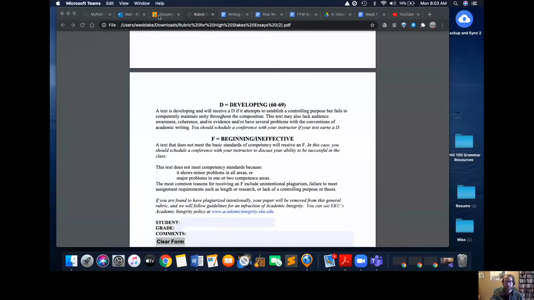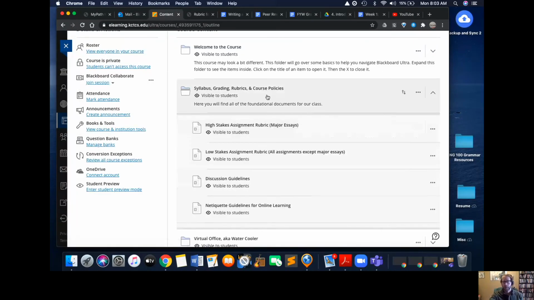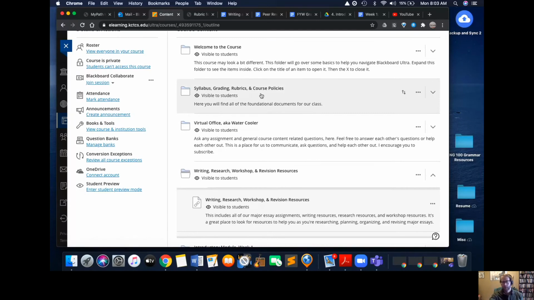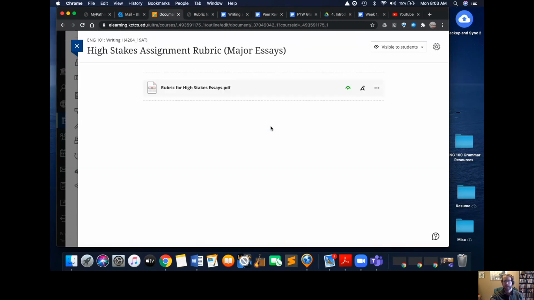And this is how you want to access the rubric. You want to go to the Blackboard shell. You want to go to syllabus, grading rubrics and course policies. You want to select the high stakes assignment rubric. And this is the one I was talking about. This is the one that grades the three major essays. You want to click there, and it's going to give you the option to download the original file. Okay.